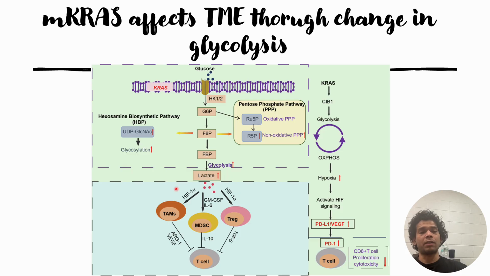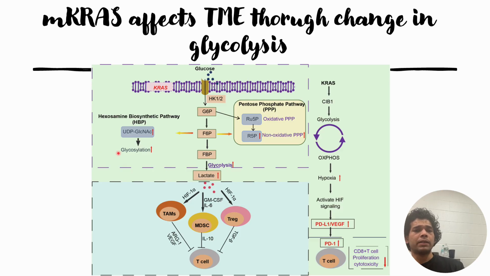This high lactate production in the tumor microenvironment will cause different conditions. First, it will cause hypoxia conditions through the HIF-1 alpha signaling pathway, and these hypoxia conditions will favor immune suppression by promoting tumor associated macrophages and regulatory T cells. Both of these will inhibit the activated T cells in different ways. For example, regulatory T cells will release cytokines such as TGF-beta, whereas tumor associated macrophages will release cytokines such as VEGF and ARG1. These are some of the examples.